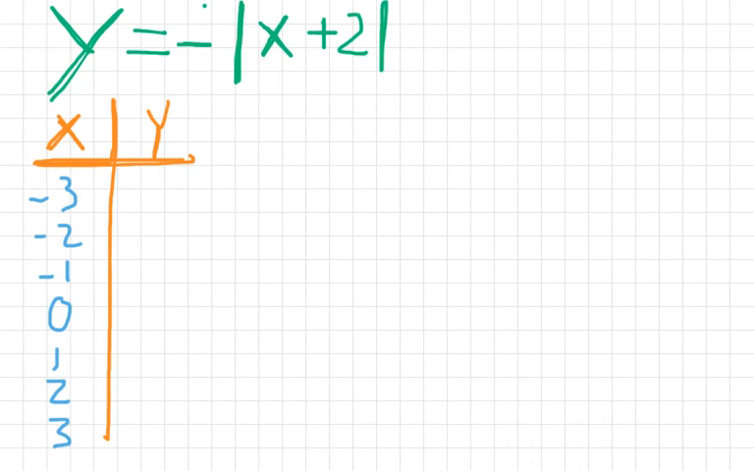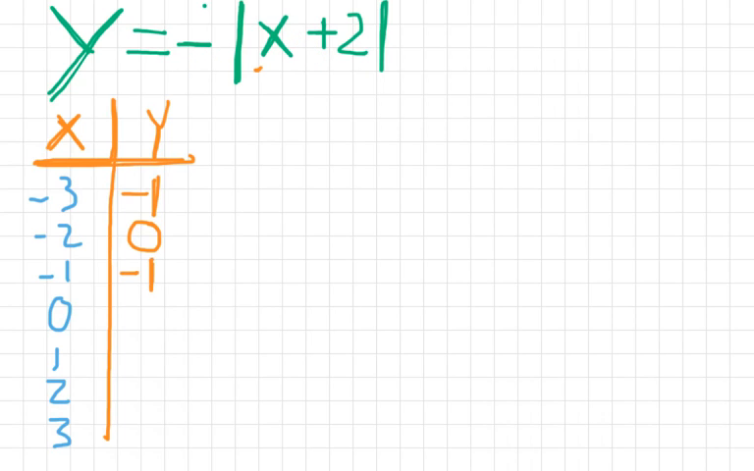So when I plug in negative 3 into x, negative 3 plus 2 is negative 1. The absolute value is 1. The negative, though, makes it negative 1. If I plug in negative 2, negative 2 plus 2 is 0. Negative 0, still 0. I plug in negative 1 into x. Negative 1 plus 2 is 1. Absolute value is still 1, but the negative here makes that negative 1.